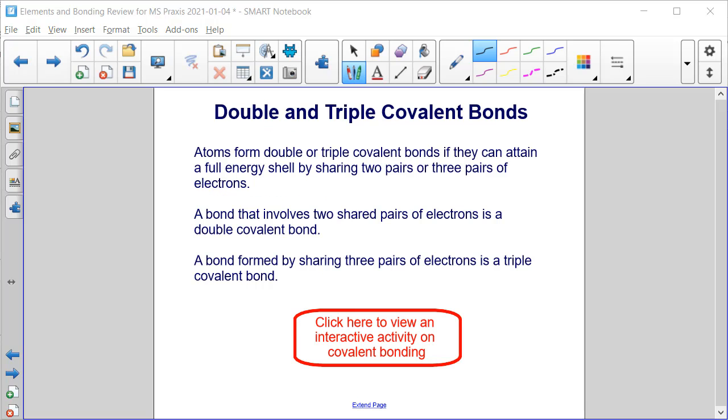All right, so atoms form double and triple covalent bonds if they can attain a full energy shell by sharing 2 or 3 pairs of electrons. A bond that involves 2 shared pairs of electrons is called a double bond. And in a Lewis structure, we would see 2 dashes then, right? And a bond formed by sharing 3 pairs of electrons is a triple covalent bond. And we would see the 3 dashes there. So a double bond has a total of 4 electrons in it. And a triple bond has a total of 6 electrons in it.